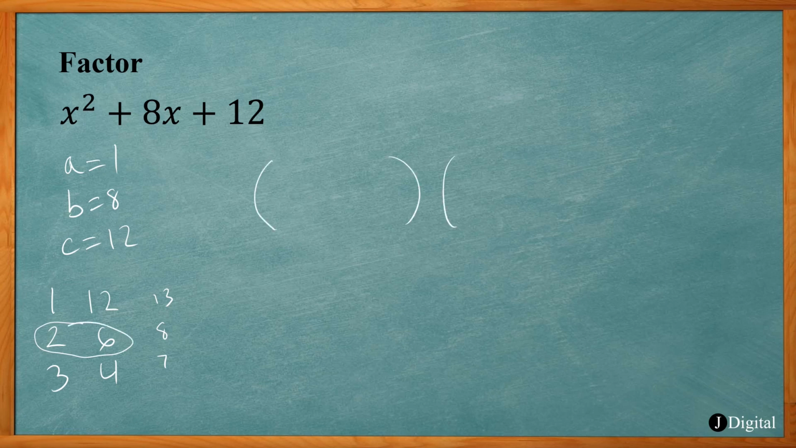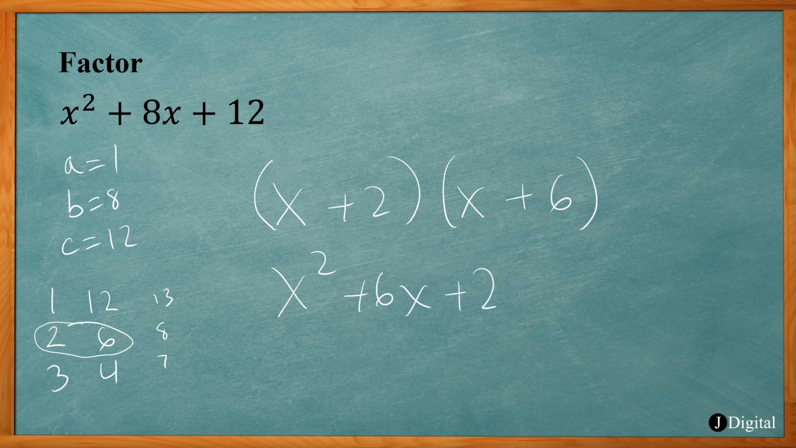Again, set up our two parentheses. Then we're going to have x, and our two numbers 2 and 6. Plus 2 and plus 6. Okay, so x squared plus 8x plus 12 factors to x plus 2 times x plus 6. Again, we can check this. X times x is x squared. X times 6 is 6x. 2 times x is 2x. And 2 times 6 is 12. And we can simplify this to x squared, 6x and 2x is 8x. And then plus 12. Okay, so that gives us back our original.